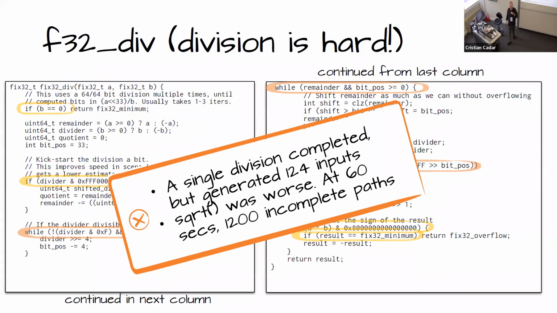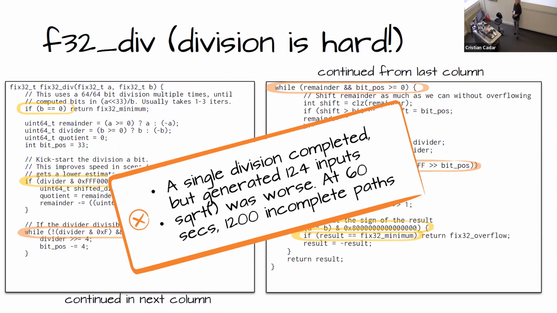And square root was just insane. Square root does not finish after 60 seconds. In fact, I ran it for 10 minutes last night, and it stopped with 60,000 states, 30,000 of which at least finished. And I did not have the heart to ask Martin how KLEE merge would like 60,000. So these are a problem.